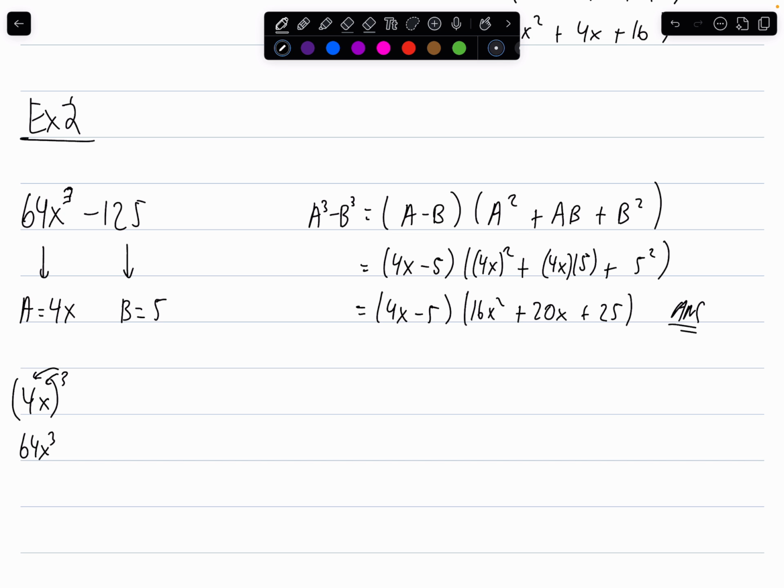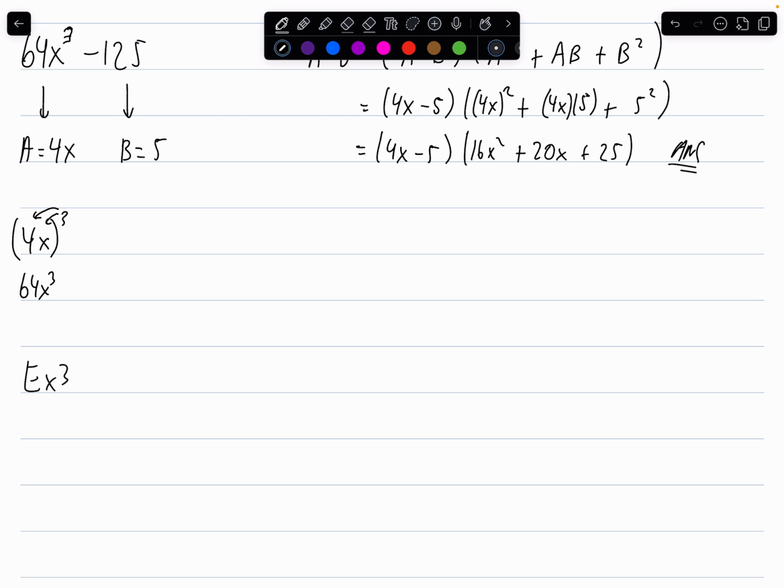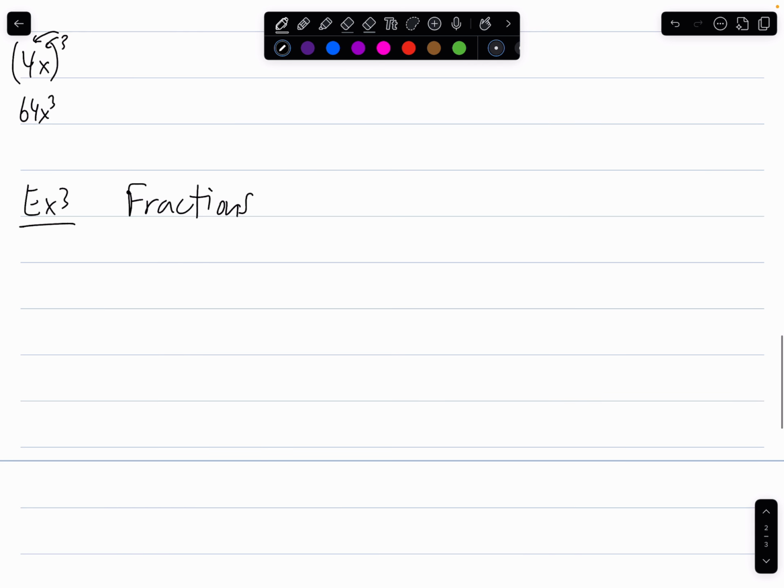Okay, so now that we've done some of those, let's try an even harder one. I'm going to try one with fractions. It's all the same thing, guys, but they'll make it a little complex, give or take, if they use fractions or if they use factors. So let's try one with fractions.